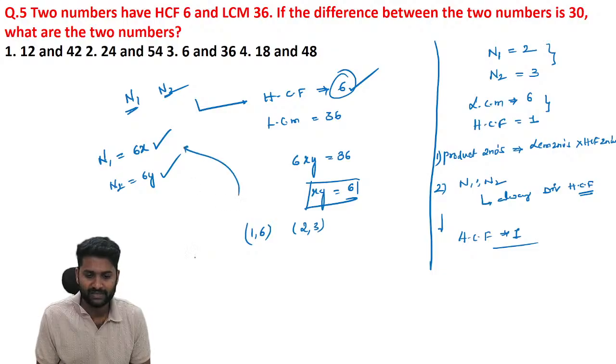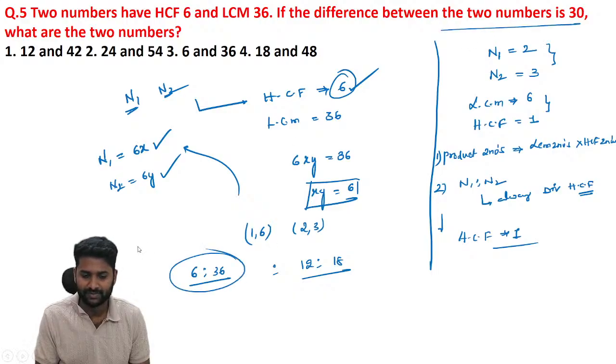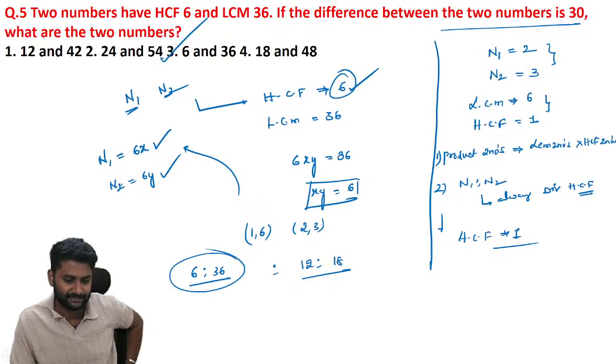So if you replace here, then the possible numbers are 6 comma 36. In the same way, 12 comma 18. But they clearly mention that the difference of these two numbers must be 30. Then the possible answer is 6 comma 36.